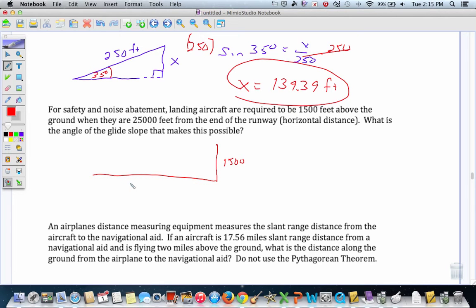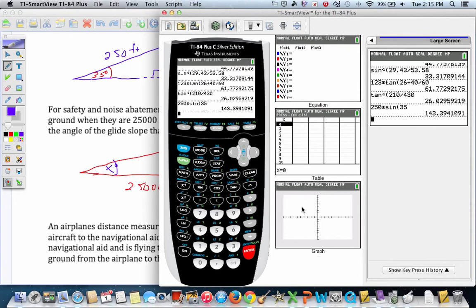When they are 25,000 feet from the end of the runway, so let's put the runway over here, a horizontal distance of 25,000 feet, and our plane is flying into the runway right here. So we want to know what angle the airplane has to come into the runway at. I'll call that x degrees. So again here, looking at our angle, opposite side, adjacent side, that is the tangent. So the tangent of angle x is equal to 1,500 divided by 25,000.